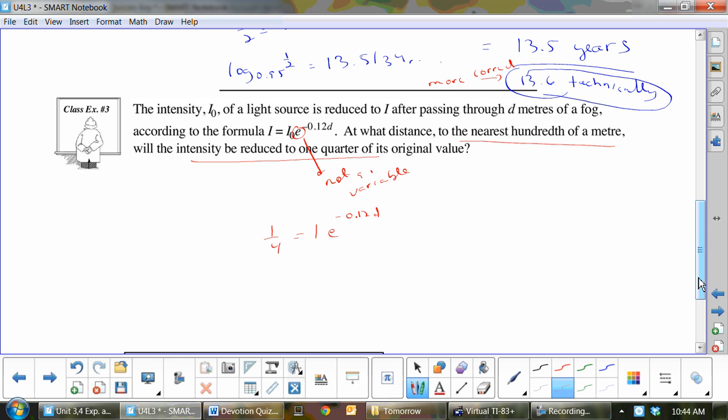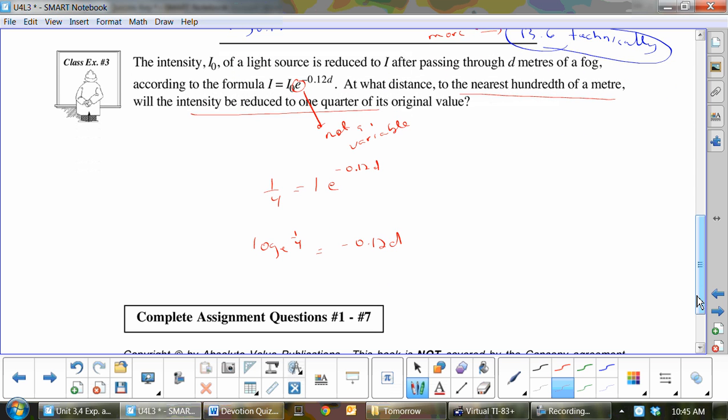Now, this is nice and simple. e is a number, right? So I'm just going to put log base e of 1/4 equals negative 0.1 d. Now, if you want to do this all in one step, it would be log base e of 1/4 all over negative 0.1. That equals d. Now, why am I showing you this? Because this is maybe where the diploma would stop.